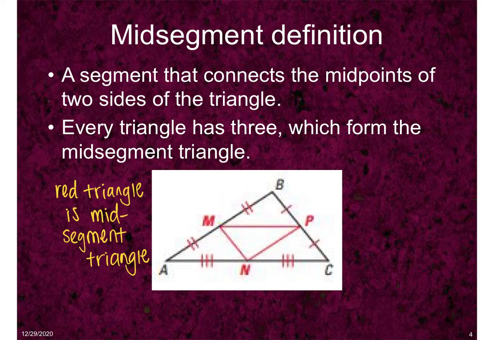How do we know that P is the midpoint of BC? How do we know, based on this diagram, that P is the midpoint of BC? Xavier? Very good. It's because of those congruence marks, okay? That tells us that P is the midpoint. It also tells us that N is the midpoint, and it tells us that M is the midpoint. Got it? So in your problems, it'll tell you whether the segment is a mid-segment, or it'll tell you that the points are midpoints.